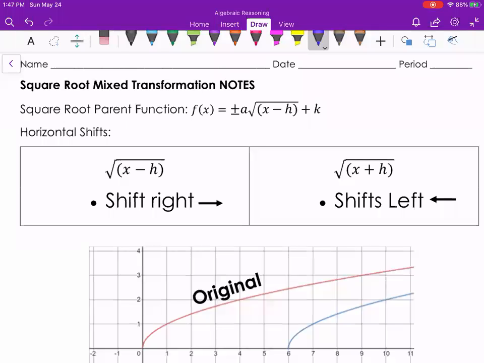All right, hi guys. We are looking at the last part of our transformations for the year. Woo, we made it. Last part here. All right, so we're still looking at transformations. We're going to finish off strong.